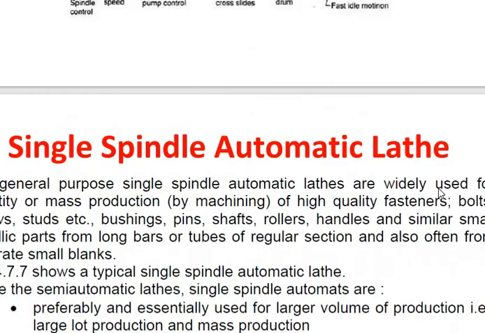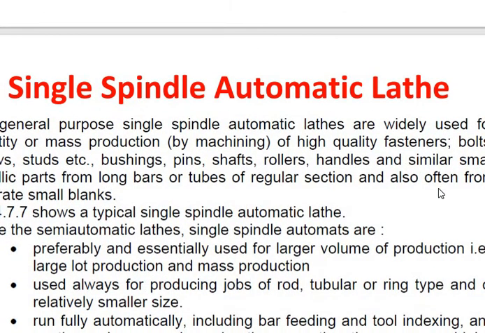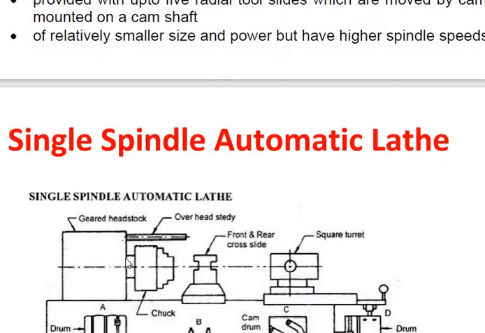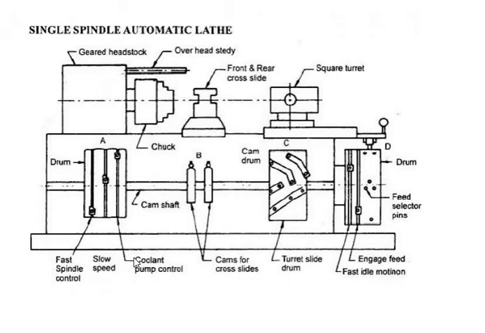Next, we will be dealing with the single spindle automatic lathe. General purpose single spindle automatic lathes are widely used for quantity or mass production by machining high quality fasteners like bolts, screws, studs, etc., bushings, pins, shafts, rollers, handles, and similar small metallic parts from long bars or tubes of regular section. You all can see in the figure a typical single spindle automatic lathe.